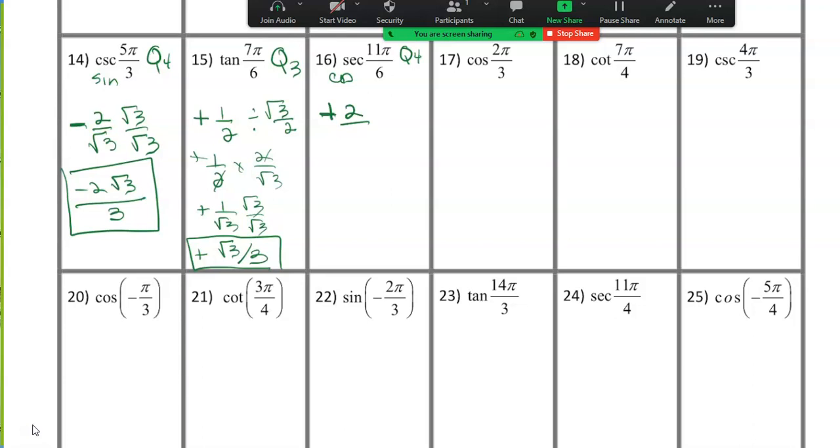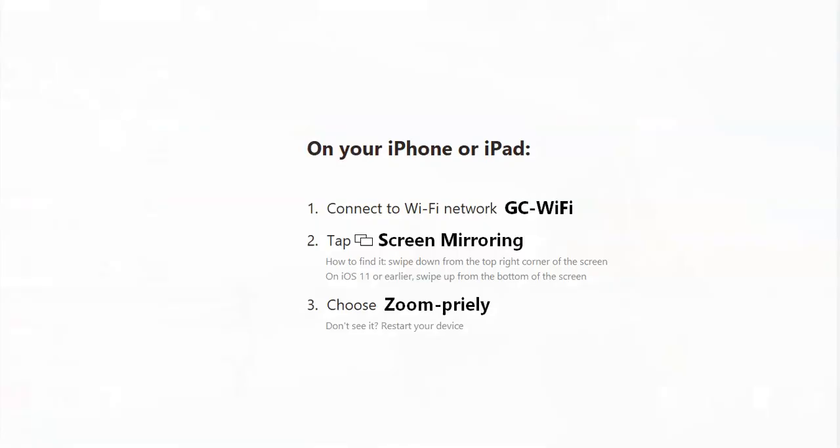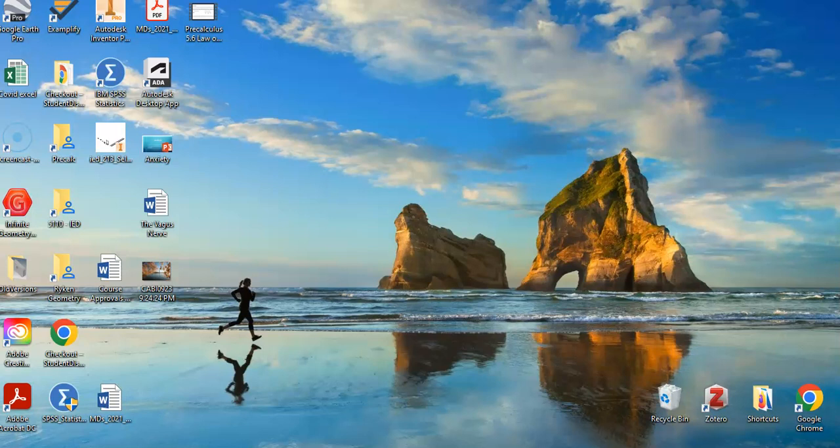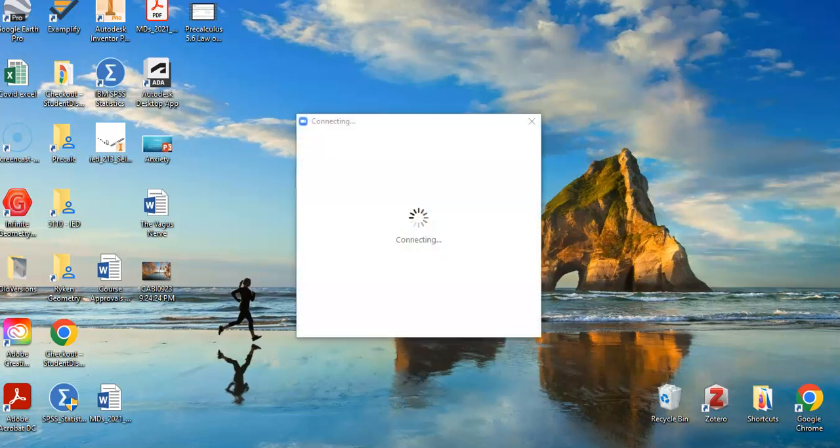Okay, cosine of 2 pi over 3. The angle 2 pi over 3 is in quadrant 2. In that quadrant, cosine is negative. If cosine is negative, I'm going to make sure I write that down, and then look at pi over 3, grab the cosine value, and you're going to get negative 1/2.